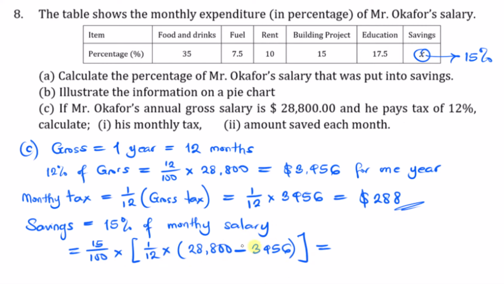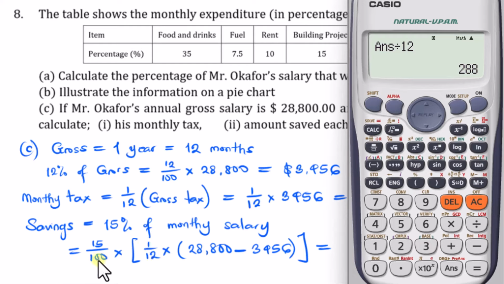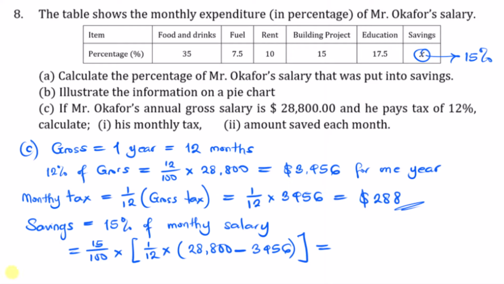So this you can say we want to evaluate from the calculator. Let me place this correctly. I can say 15 over 1,200, 15 divided by 1,200 multiplied by 28,800 minus 3,456. Okay, what's that going to give us if you put it in decimal? 316.8. So this is nothing but $316.8 as the savings that he is making every month. All right.